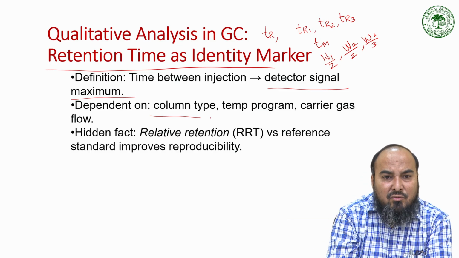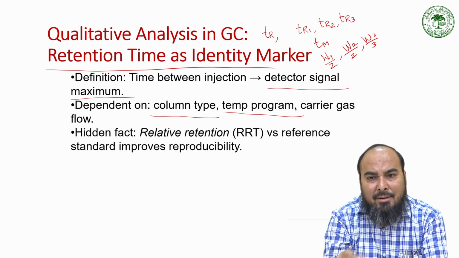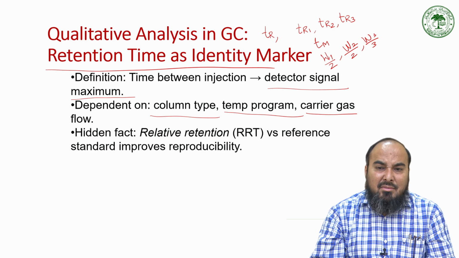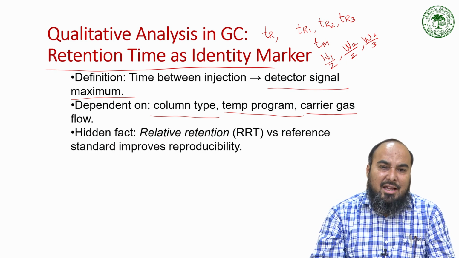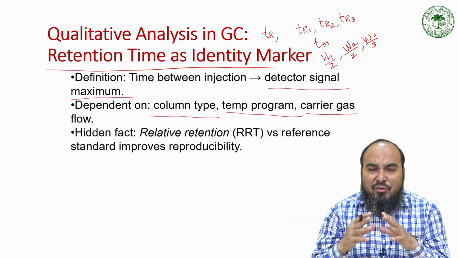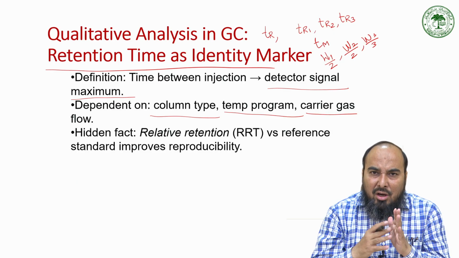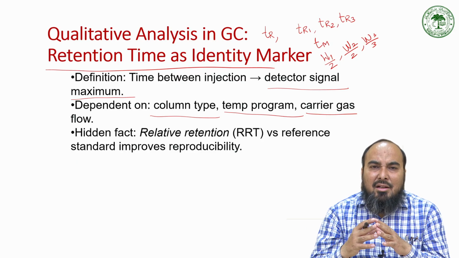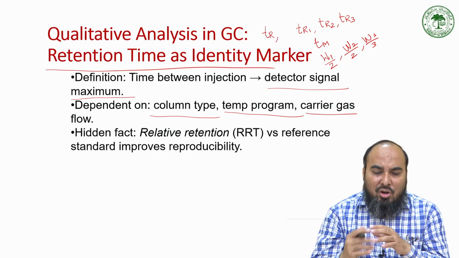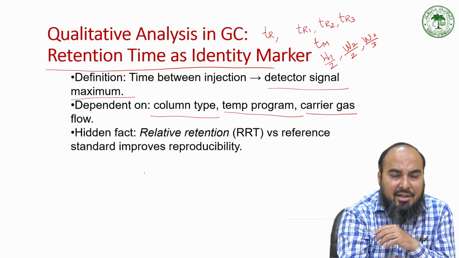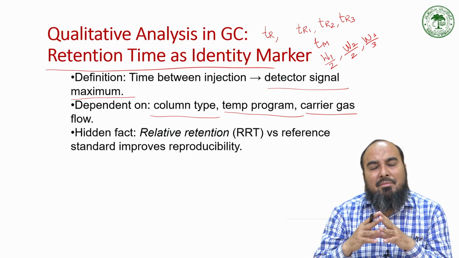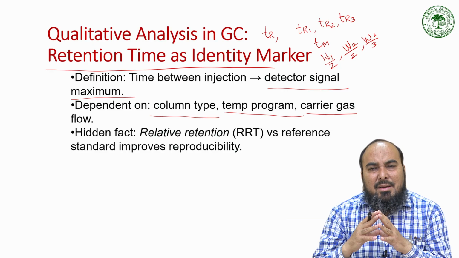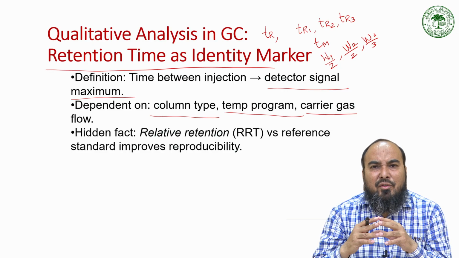Similarly, it is dependent on which type of column you are using. The temperature programme and the carrier gas flow, these all affect it. So relative retention time versus a reference standard actually improves the reproducibility. So if you know the standard, then on checking it with your component, you can say that okay, this one is this compound and this one is this compound, on matching their TRs, their retention times, because TR is actually the identity marker. So that is the most vital property of any GC or of any component.